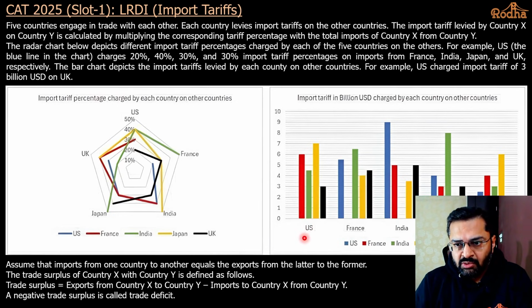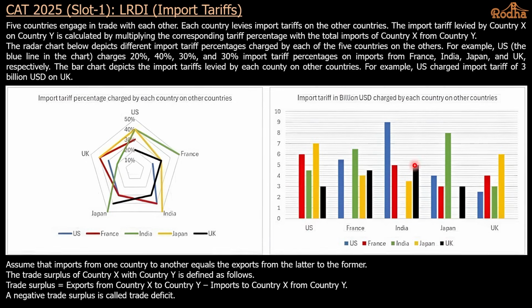You can see this. Where is UK and this? If I have to just look at this one, then UK is this black one. I'm looking at this US. This black one is UK here. So you can see this at 3. So if something comes into US, I'm talking about US imports. Fine. So if you look at this France, it'll be $6 billion. If you look at this India, so US levied import tariff of, you can see this, $4.5 billion on India. On Japan, it'll be 7. On UK, it'll be 3. And this is what is given here. So you can just read it easily.